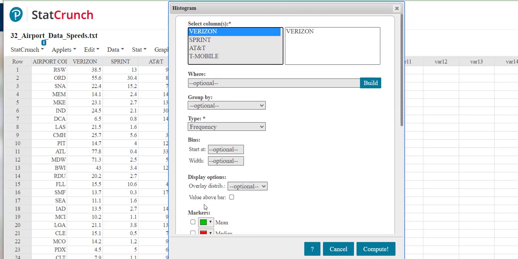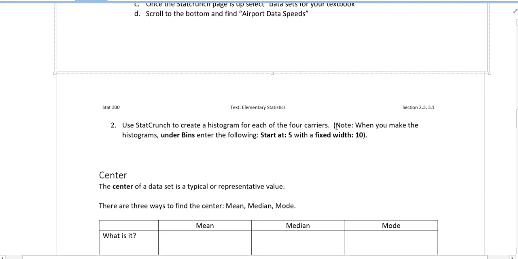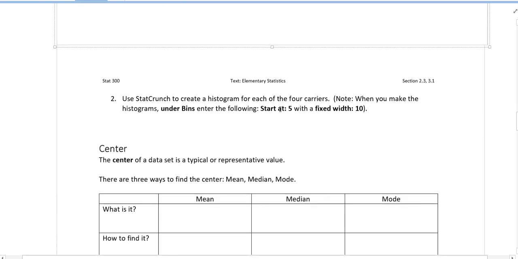And notice that if I wanted to mark the mean, I could do that. So let me select mean there. And we are going to select some things here. So let me go back to the notes real quick. Our notes for the histogram said, under bins, enter the following. Start at 5 with a fixed width of 10. So we're going to start at 5 for the bins. The bins are our classes, so how many bars we're going to have.